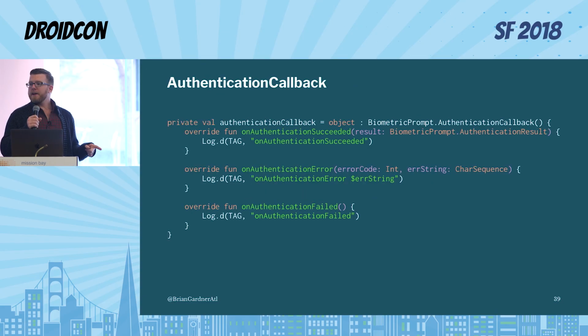Another nice thing is the authentication callback has lost one of the methods. There is no longer an on authentication help method. Since the biometric prompt handles updating all of the text on the dialog itself, we don't really need that information anymore because the dialog handles it for us. So they got rid of the help since we don't have to do anything with it, but we still have the succeeded, error, and failed functions. So they all work the same, still get the authentication result, still get the error code and error string in the error function. So everything should kind of translate over pretty easily.